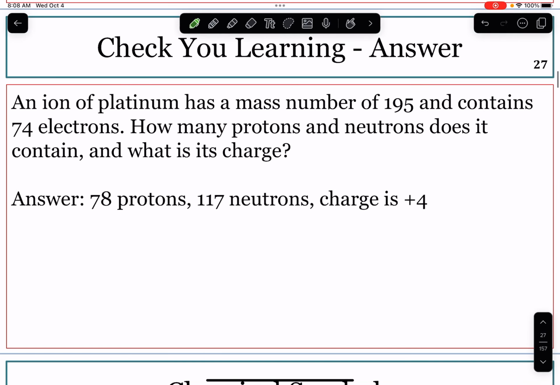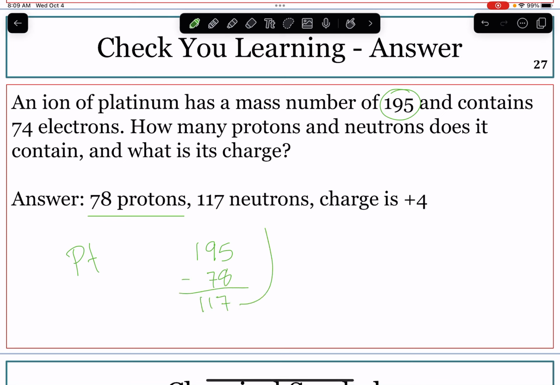Looking at the periodic table, platinum has an element symbol of Pt, and it has 78 protons. Just by looking at the periodic table, you can find that number. We can see that the mass number is 195, so if we take 195 minus 78, the number of protons, we will be left with 117, and that's the neutrons. Because we have only 74 electrons, that means there are 4 more positive protons than there are electrons, which gives it the +4 charge.